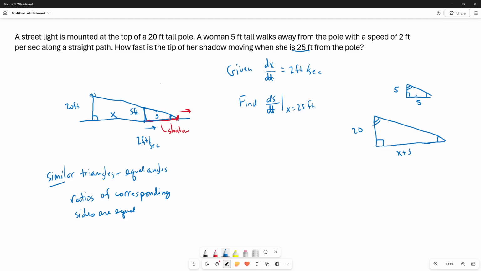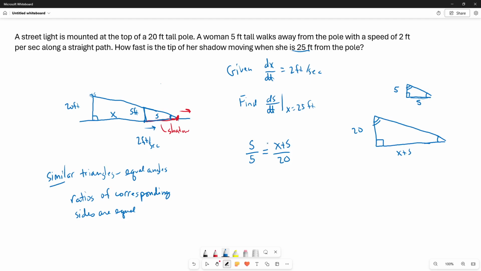So in this context, what that means is that if we take the ratio of this bottom side, s, to the vertical side 5, that ratio, s over 5, is going to be exactly equal to the corresponding ratio for the larger triangle, the bottom side x plus s to the vertical side 20. So this equation relates our variables, x and s, and then by differentiating both sides with respect to time, we will get a relationship between their rates of change.